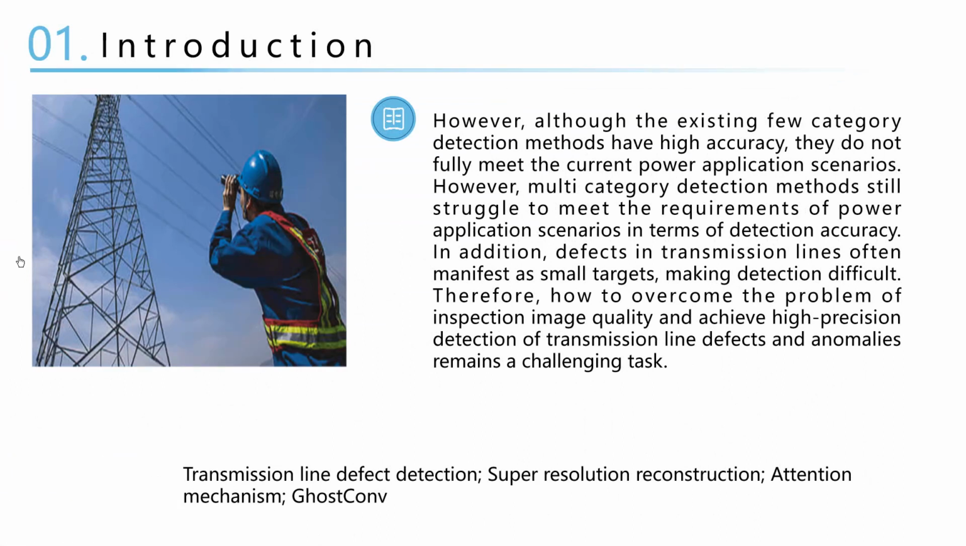However, although the existing single-category detection methods have high accuracy, they do not fully meet the current power application scenarios. Multi-category detection methods still struggle to meet the requirements of power application scenarios in terms of detection accuracy. In addition, defects in transmission lines often manifest as small targets, making detection difficult. Therefore, how to overcome the problem of inspection image quality and achieve high precision detection of transmission line defects and anomalies remains a challenging task.